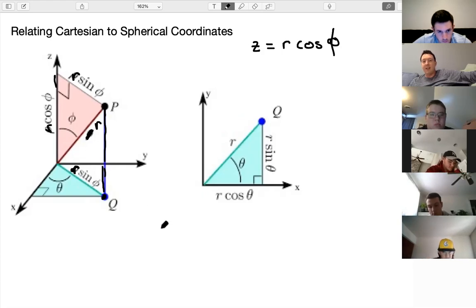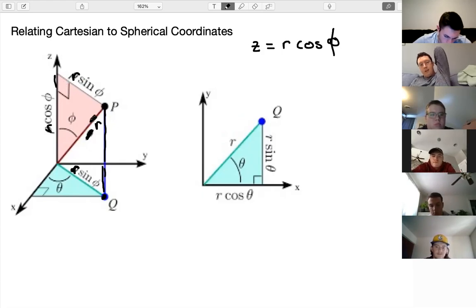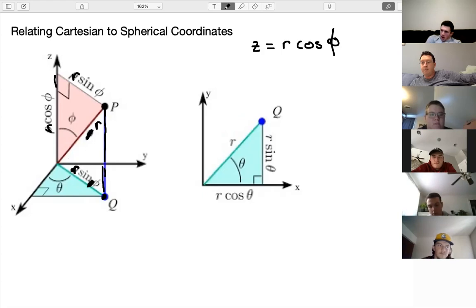Let me stop there because that's kind of the key to this whole thing. You see how, to get our formulas for X and Y, we're going to project down into the XY plane and then set up a triangle using theta. But to do that, we need to know the hypotenuse of that triangle. You don't get the full length R. It's just going to be the part of it which is perpendicular to the Z direction, because we only want the part in the XY plane. So that's why we get R sine phi.